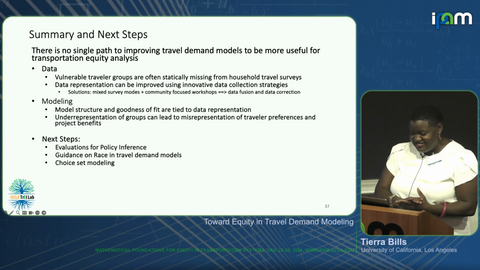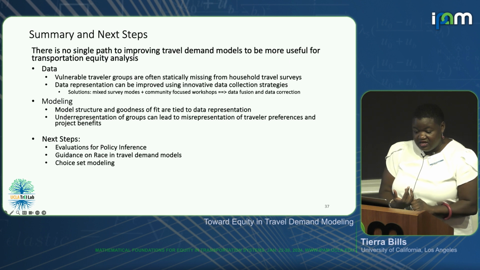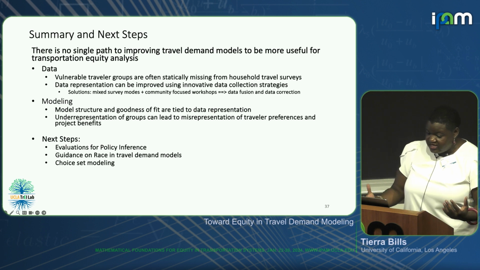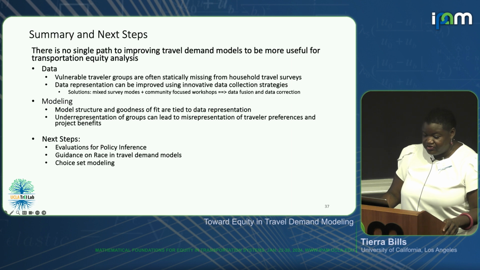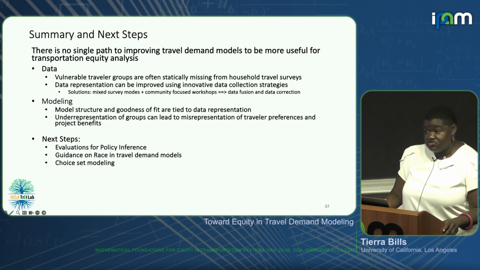So to summarize, I think that there's no single path to advancing equity in travel demand models. I think it is tied to the data. And with respect to data, we've learned that vulnerable travelers are often missing from household travel surveys. And I think that part of the solution is in more activities where we're fusing data together, where we're combining data sources to enrich them, such that we can generate better properties and understandings about the behaviors of these travelers.